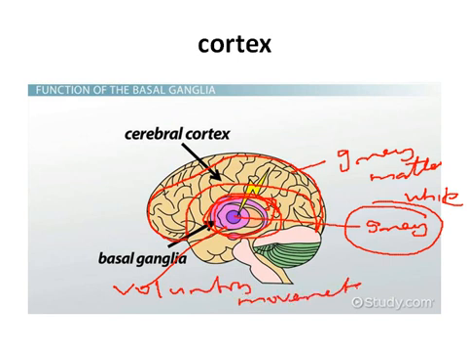So if somebody asks you what is basal ganglia, you have to tell that basal ganglia is present deep inside or at the base of the cerebrum, and in the base of the cerebrum we can see a group of gray matter, and this gray matter is covered by white matter. So this structure is called basal ganglia. If somebody asks you what is cerebral cortex, you have to tell that cerebral cortex is the superficial layer of the cerebral hemisphere, and it is made up of gray matter.